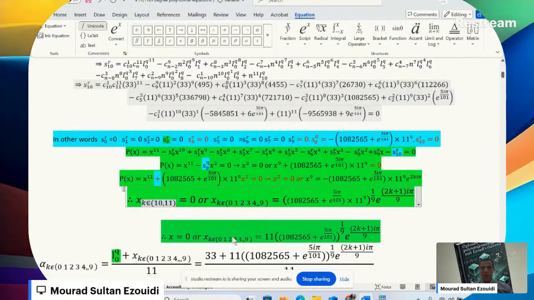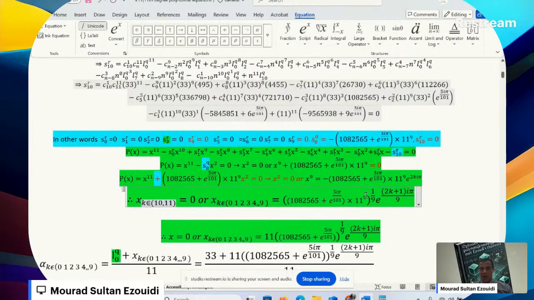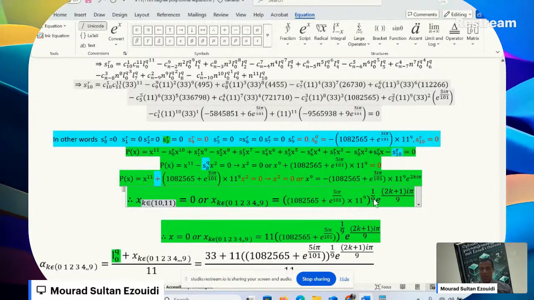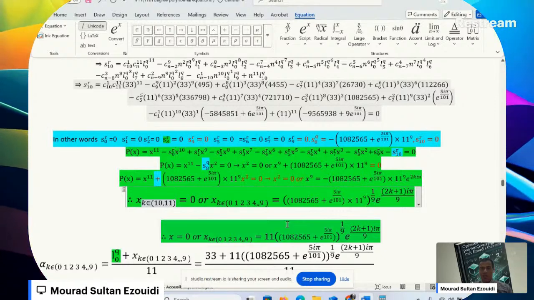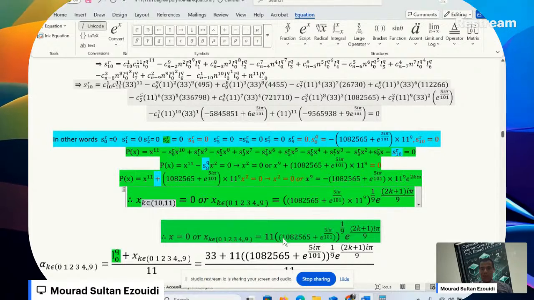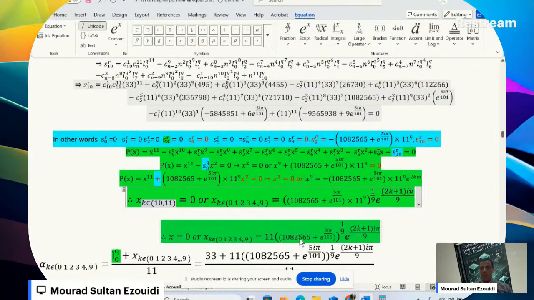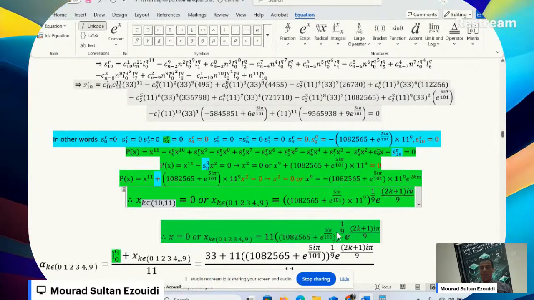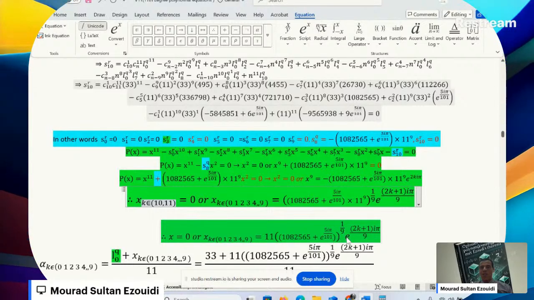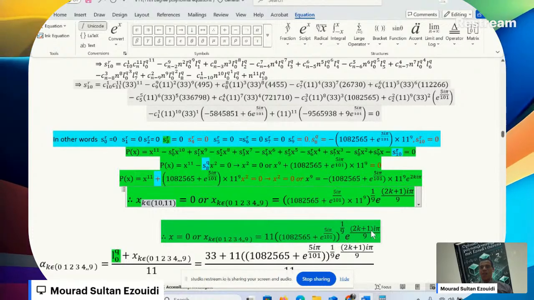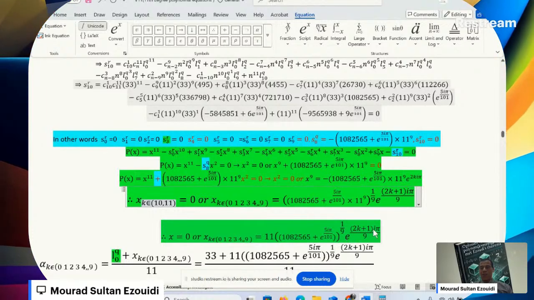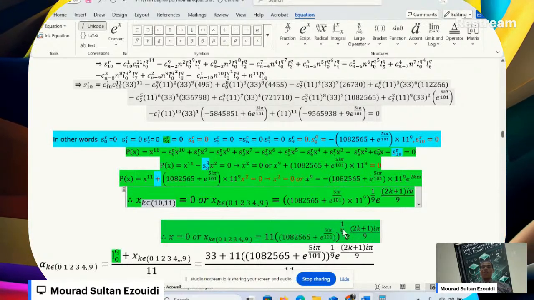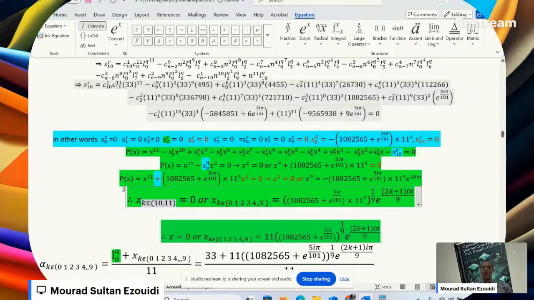I solved this. So now you see this is 11 raised to the power 11, all raised to the power 1 over 11. It will be 9 divided by 9. It will be 11 raised to the power 1. That's why I wrote it here. The next will be 1,082,565 plus exponential 5 pi over 101, all raised to the power 1 over 9, exponential 2k plus 1 between parentheses times I pi over 9. These are called the x roots of this new equation.